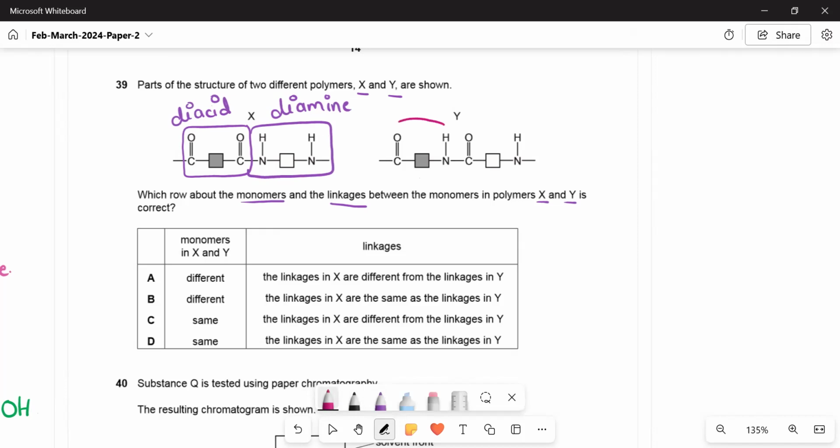But in Y, we have monomers which have two different functional groups on both sides of the alkyl group. The alkyl group is this box. So on both sides of the box, we have two different functional groups. It means that here we have amino acids as the monomers of the polymer. Why? Because it has an acidic group and an amino group on both sides.